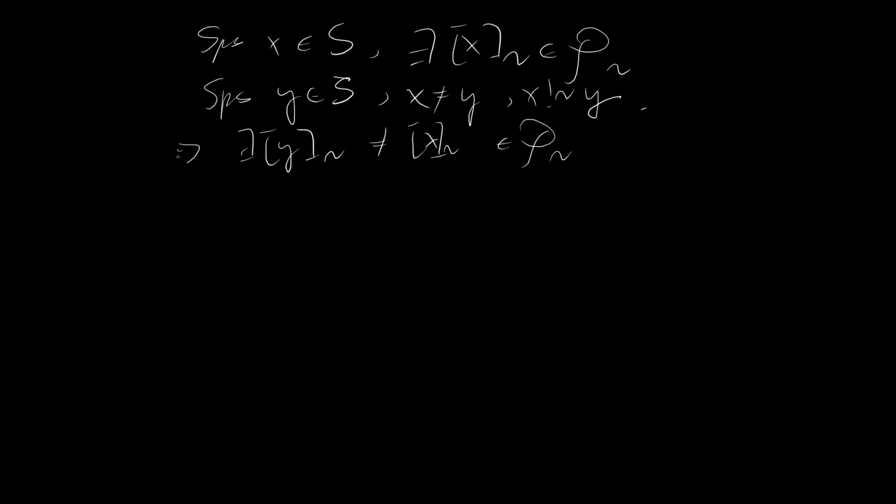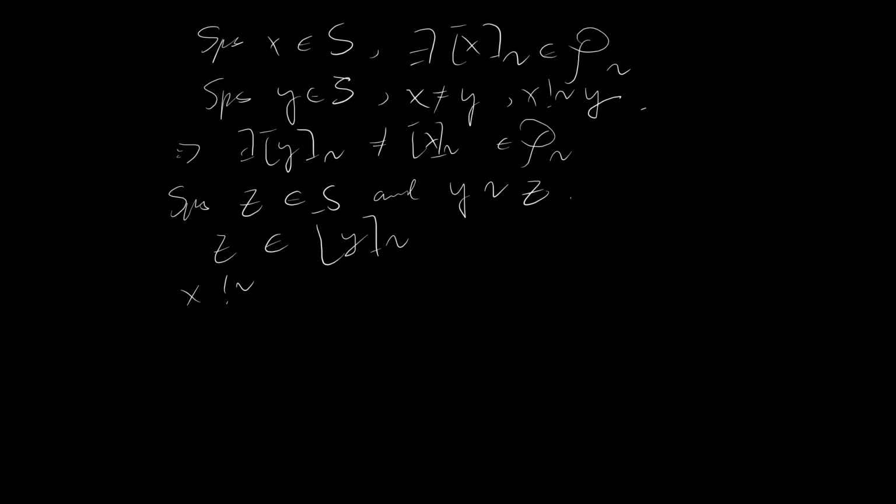So suppose that there is some element Z member of S, and that Y is equivalent to Z. We know that Z is a member of the equivalence class of Y. So here we have X is not equivalent to Y, which is equivalent to Z, which means that X is not equivalent to Z, which means that Z is not in the equivalence class containing X.